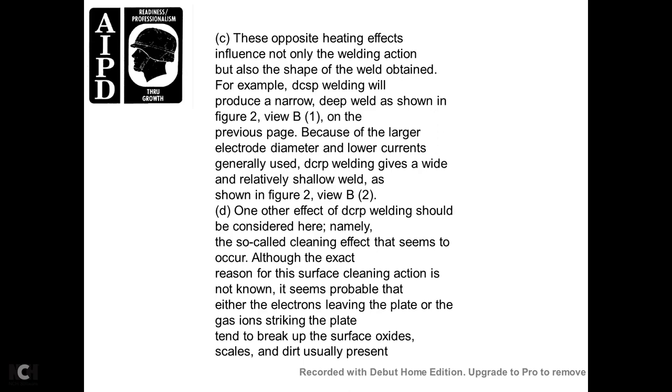For example, direct current straight polarity welding produces a narrow, deep weld, as shown in figure 2, view B1, of the previous page. Because of the large electrode and low current, direct current reverse polarity welding generally gives a wide, relatively shallow weld, as shown in figure 2, view B2. Another effect of direct current reverse polarity welding is the so-called cleaning effect. Although the reason for the surface cleaning action is not known, it seems probable that either the electrons leaving the plate or gas ions striking the plate break up the surface oxide scale and dirt usually present.